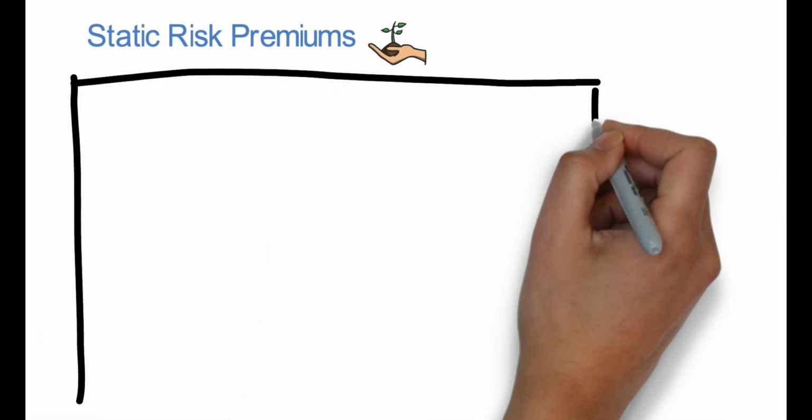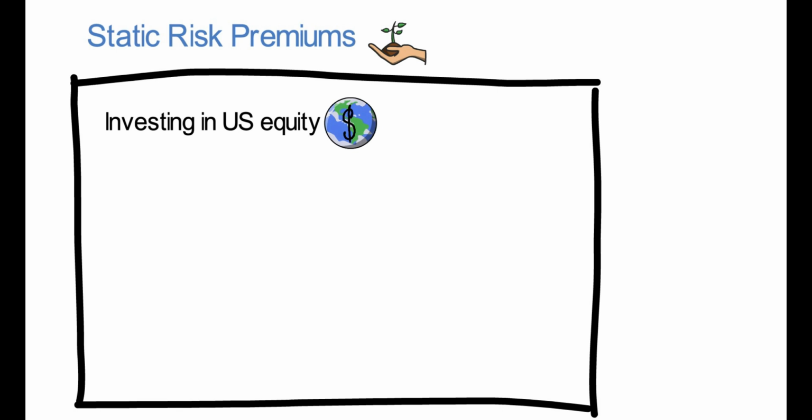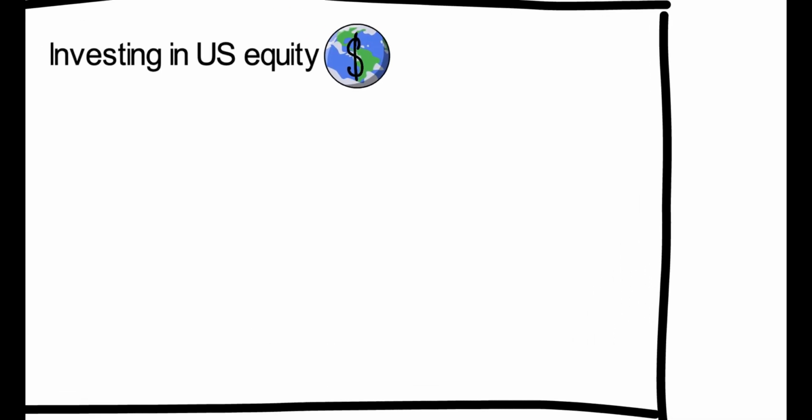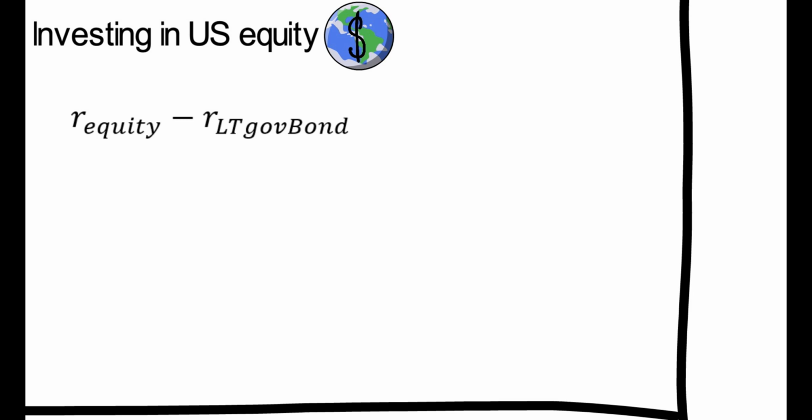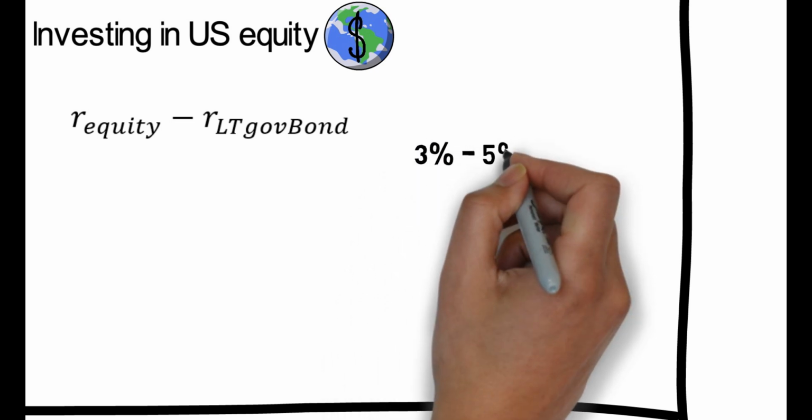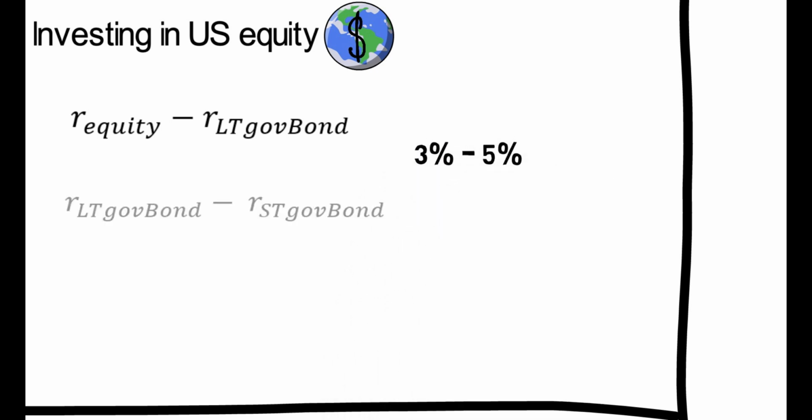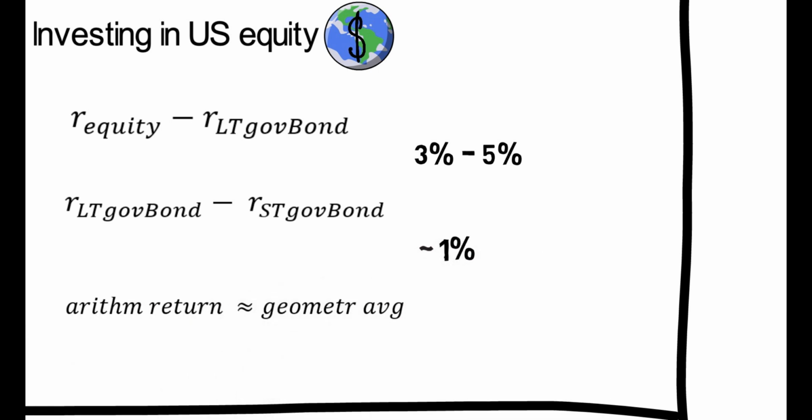This video is about harvesting static risk premiums. So I therefore first summarize some results from investing in US equity. Over the past 2 centuries, the average geometric annual excess return of US stocks over long-term government bonds was between 3% and 5%. The average excess return of long-term government bonds over short-term government bonds was roughly 1%. Now, the average arithmetic return is roughly 2% higher than the average geometric mean return.